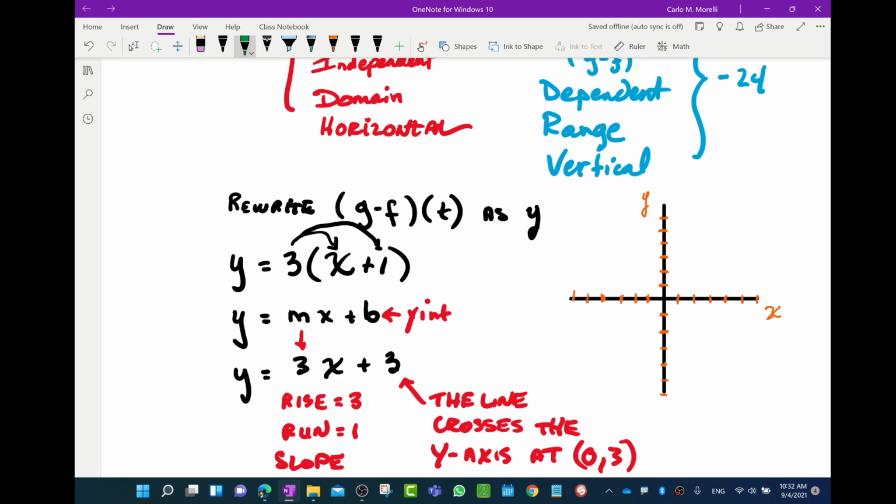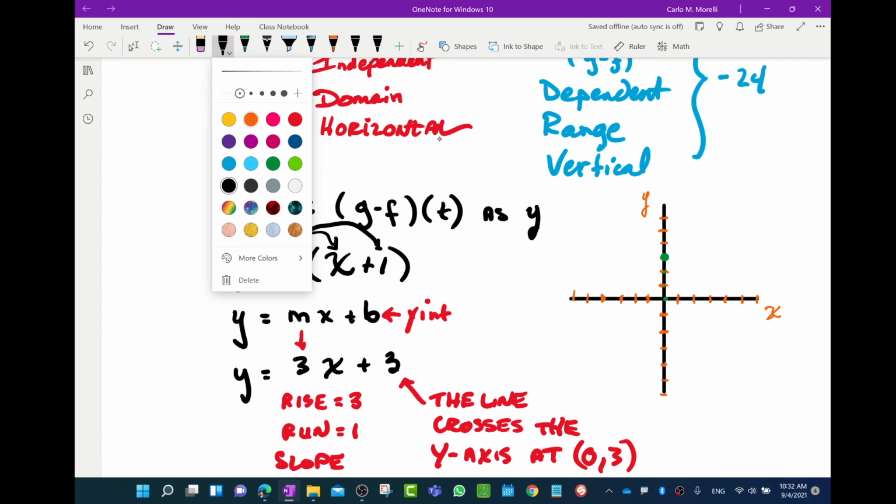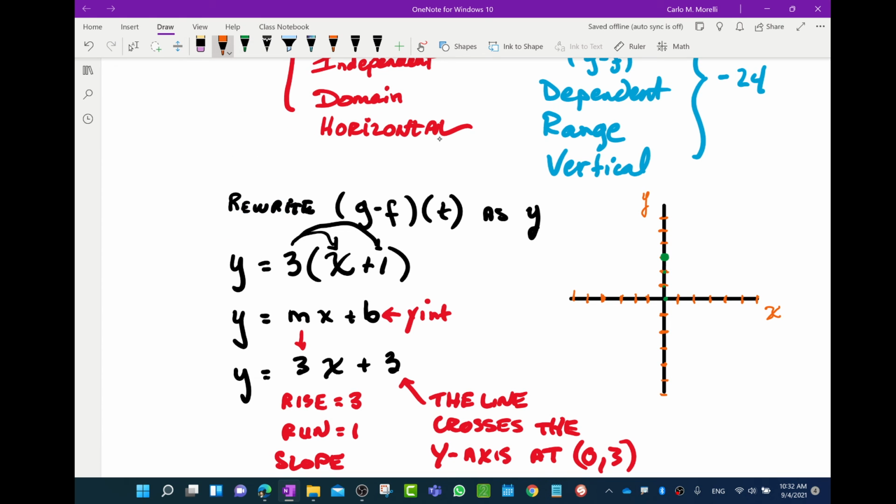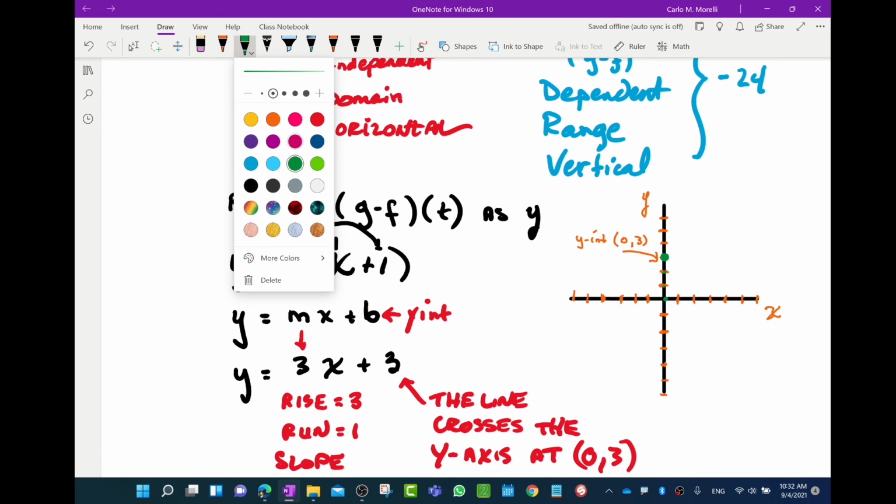And that would be located at 1. So this is the origin point, 0, 0. This is 0, 1, 0, 2, 0, 3. There's my y-intercept right there. So I want to make this note. Right there is my y-intercept, and that's located at 0, 3. Now from that point, I can plot the entire line.